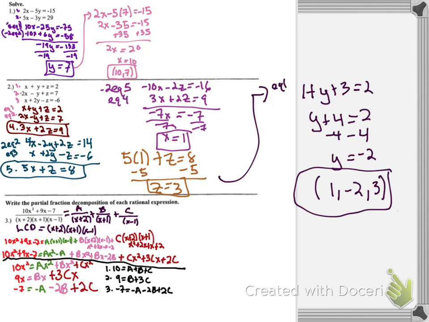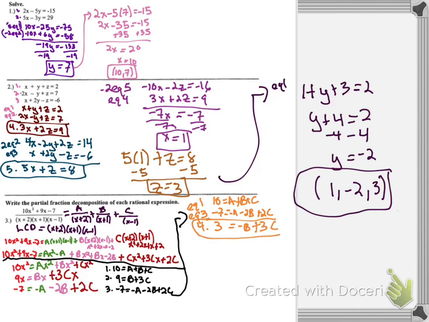As you know, I'm going to need more space, so I'm going to take my work up here. So I'm going to use equation 1, EQ1, and EQ3. So equation 1 gives me 10 equals A plus B plus C. And equation 3 tells me it's negative 7 equals negative A minus 2B plus 2C. We get 3 equals negative B plus 3C, and this is going to be my equation 4.